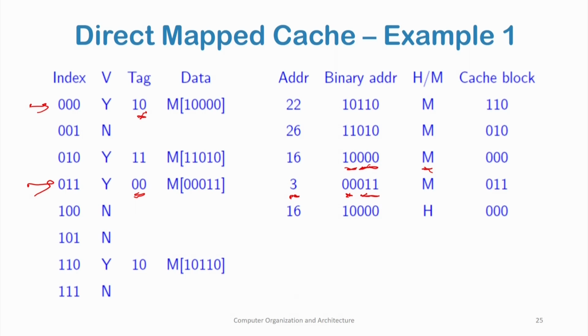Next we access 16 again. Now 16 is already there in the cache. We have a hit.